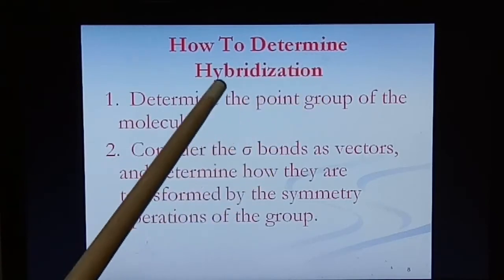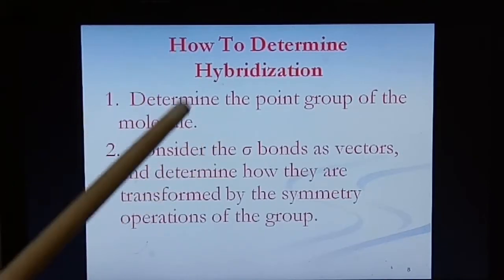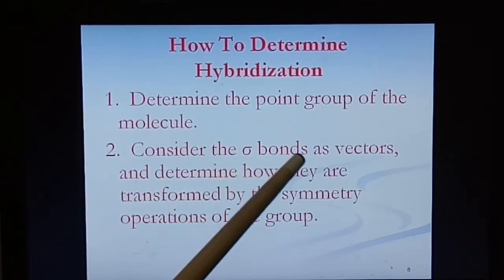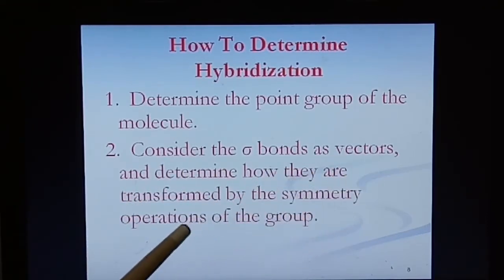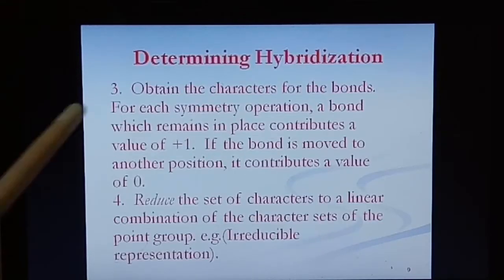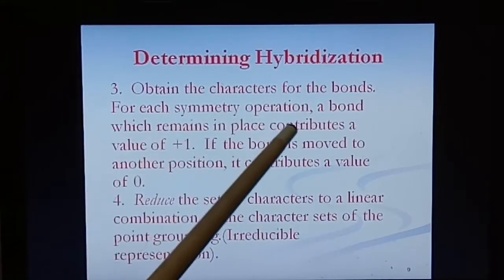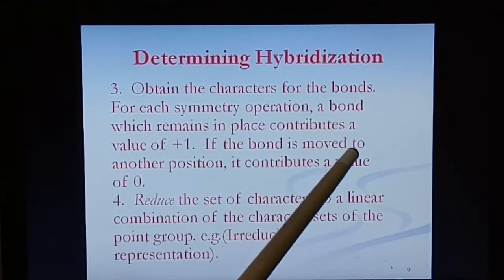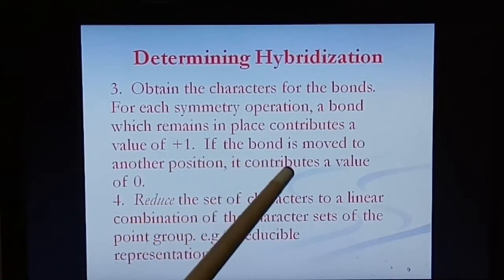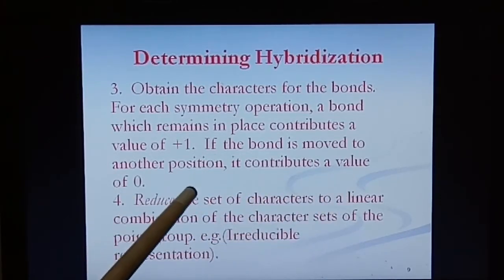Now, how to determine hybridization? First of all, determine the point group of the molecule. Then consider the sigma bonds as vectors and determine how they are transformed by the symmetry operations of the group. Then obtain the characters of the bonds. For each symmetry operation, a bond which remains in place contributes a value of +1. If the bond is moved to another position, it contributes a value of 0.